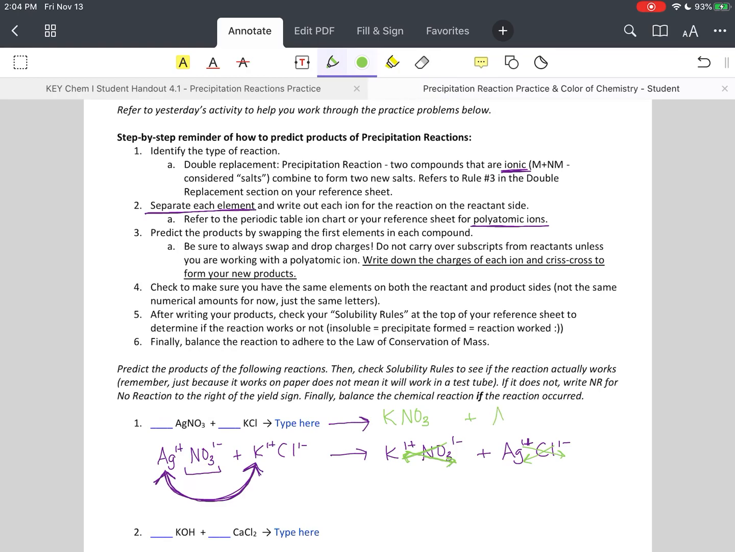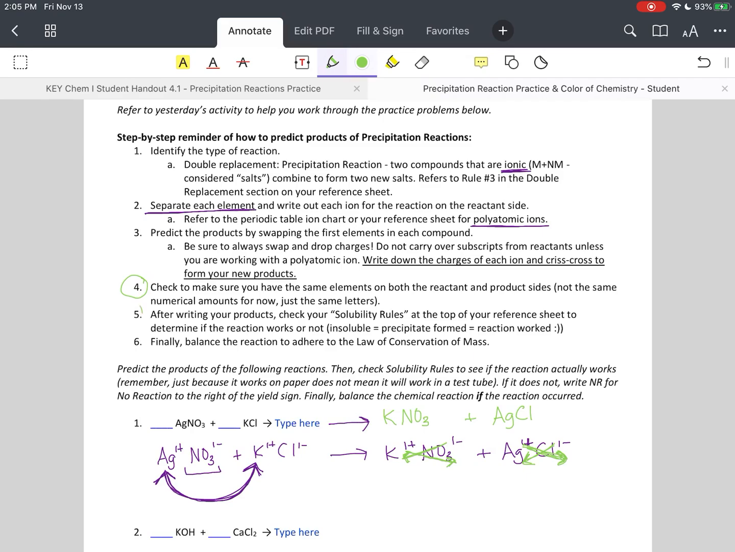Next, I have silver, Ag, and then the 1 from chlorine is going to crisscross down. I don't have to write it because it is invisible. And then the 1 from silver is going to crisscross down below chlorine. Again, I do not have to write it because it is invisible. So there's my 2 final products. If I look at number 4, I've double checked. I have everything there. I still have silver, a nitrate ion, a potassium, and a chlorine. I didn't leave anything out.